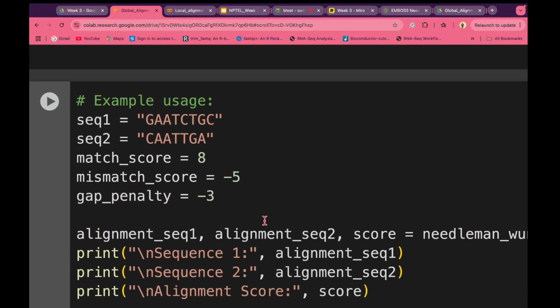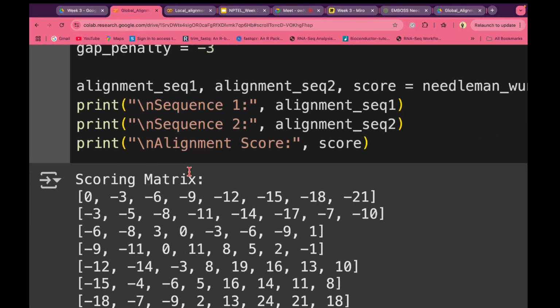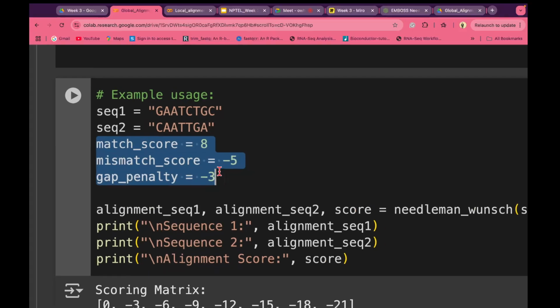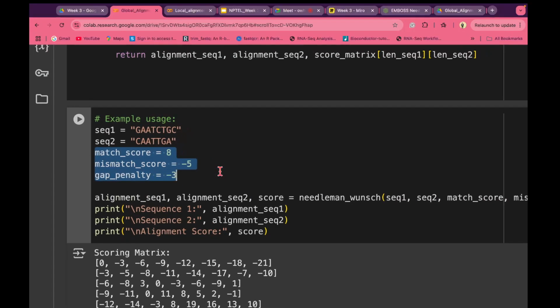Further, users can change the sequence here and the alignment will change, and based on the requirement the match score, mismatch score and gap penalty can be changed. If you don't want gaps in your sequence, keep a high penalty for the gaps so that the program itself tries to avoid adding gaps into the final alignment. So this is how a global alignment is done.